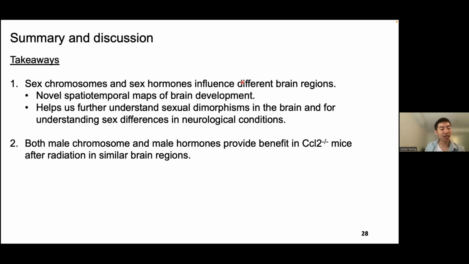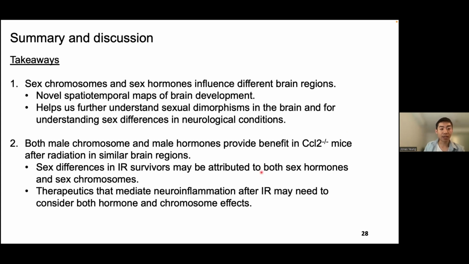And secondly, maybe more clinically relevant to radiation survivors, was that we showed that both male chromosomes and male hormones provided a benefit in CCL2 knockout mice in similar brain regions. And this can tell us that sex differences in cranial radiation survivors might be attributed to both sex hormones and sex chromosomes, and that therapeutics that mediate neuroinflammation after radiation might want to consider both these effects.